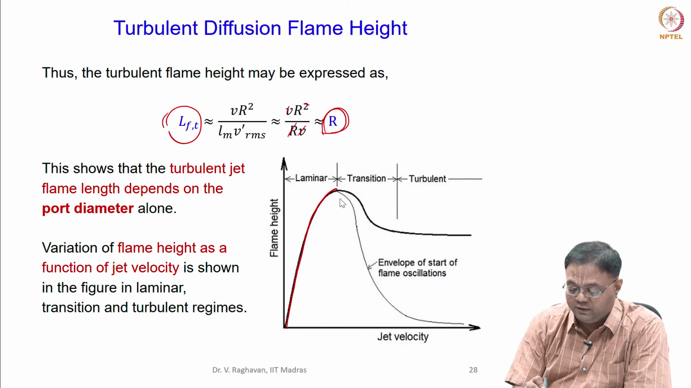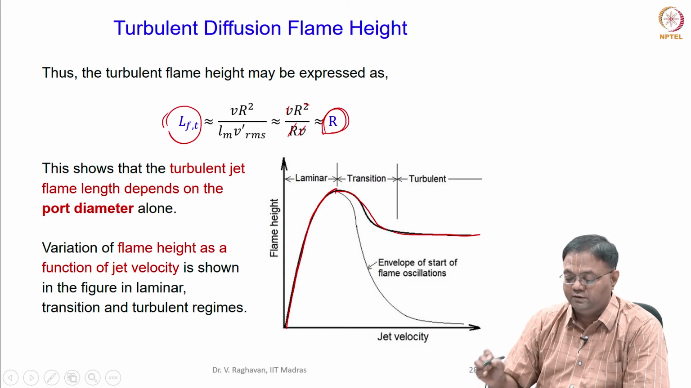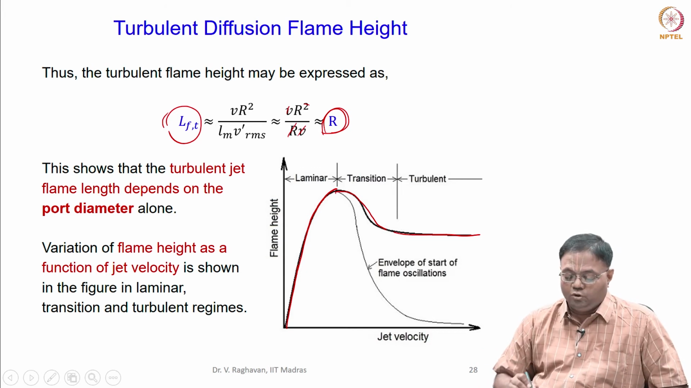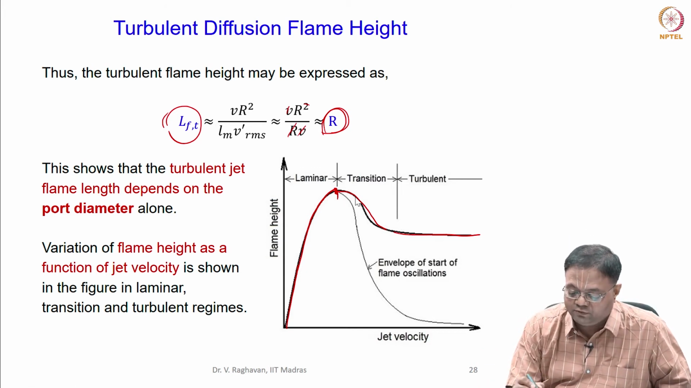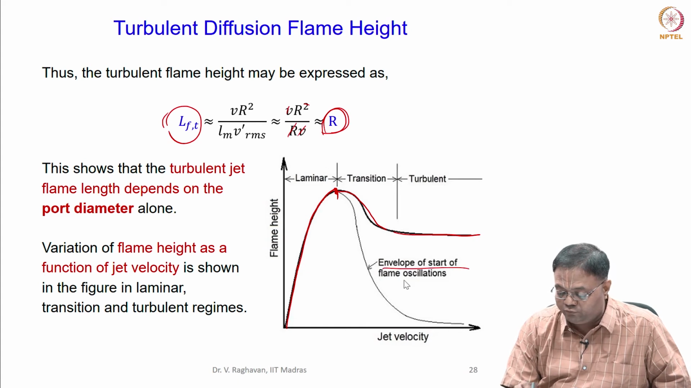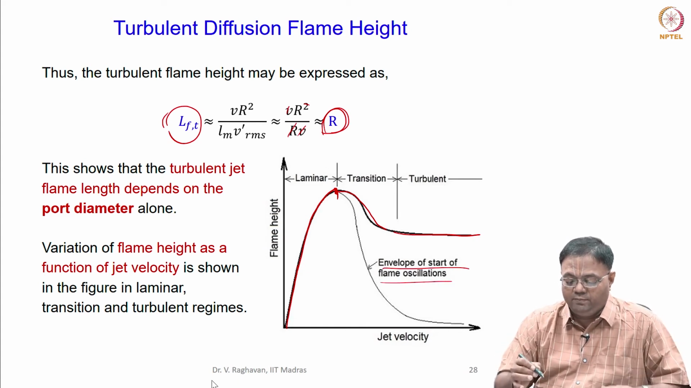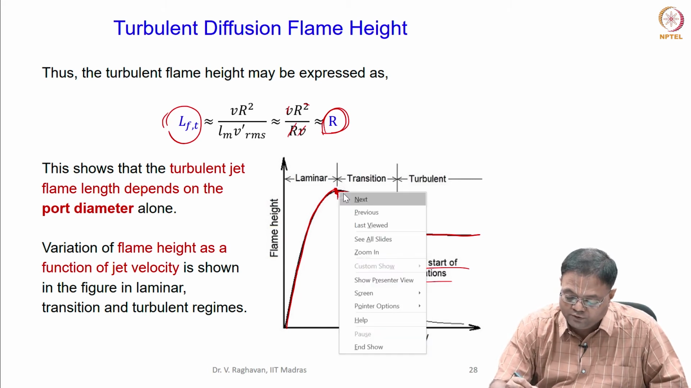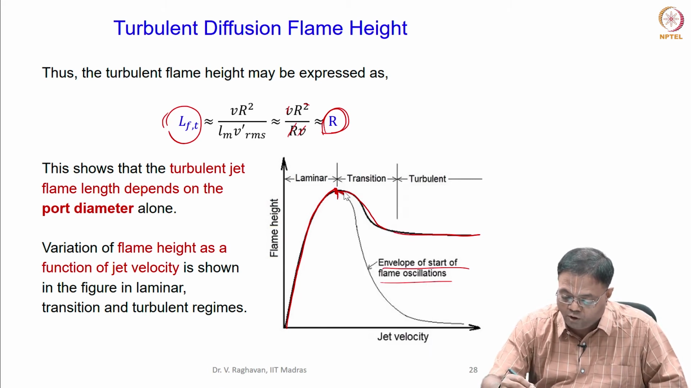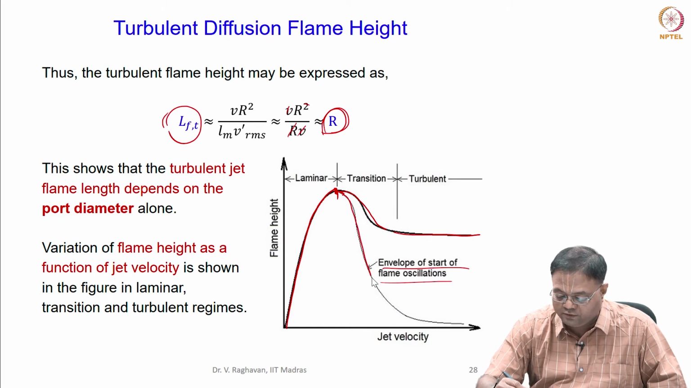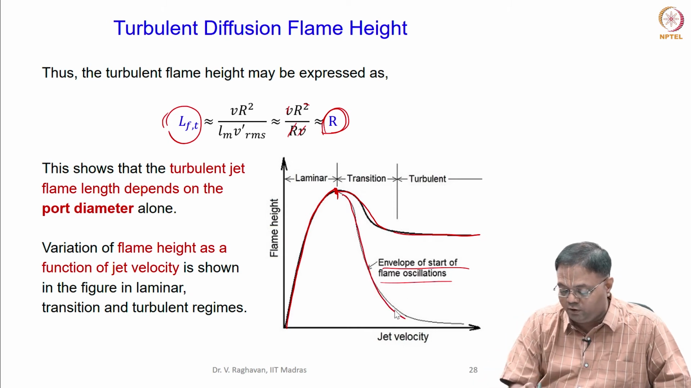Okay, and in the transition regime it drops basically to some particular value. Then in the turbulent regime it is constant. So now this is the critical velocity where the envelope of the flame starts oscillating. The oscillations penetrate to the entire surface. So when it becomes turbulent, almost the entire surface will be oscillating.